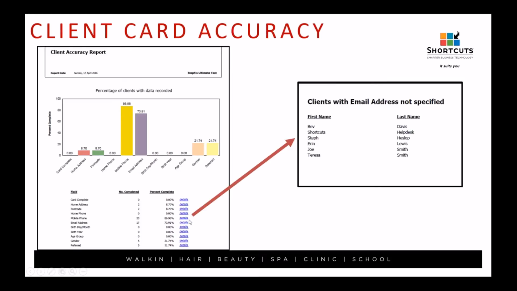Now the cool thing about this report is not only does it sort of highlight to you any areas that you need to improve your data collection, if you hit details here, it will actually give you the names of the clients where it's not specified. So if you wanted to focus on something like email addresses, you can actually specifically have a look at the clients without email addresses. How cool is that?